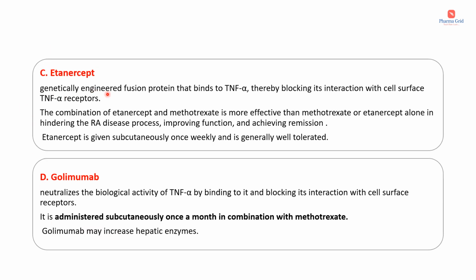Etanercept is a genetically engineered fusion protein that binds to TNF alpha, thereby blocking its interaction with cell surface TNF alpha receptors. The combination of etanercept and methotrexate is more effective than methotrexate or etanercept given alone in hindering the RA disease process, improving function and achieving remission. The combination of etanercept and methotrexate is more effective compared to individual therapy. This drug is given subcutaneously once weekly and is generally well tolerated.